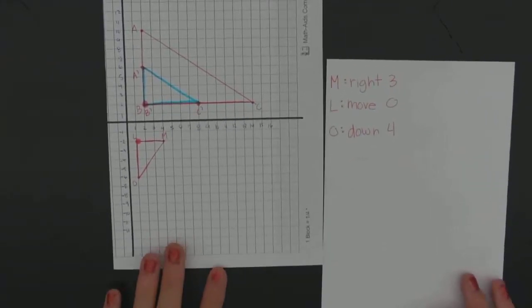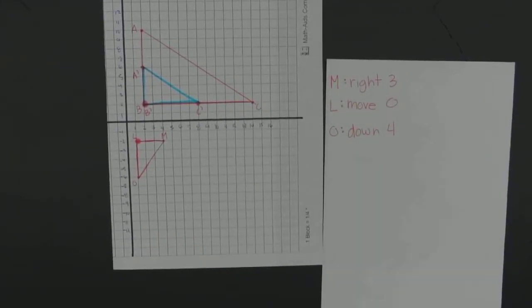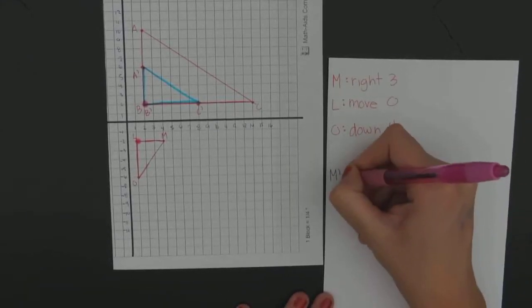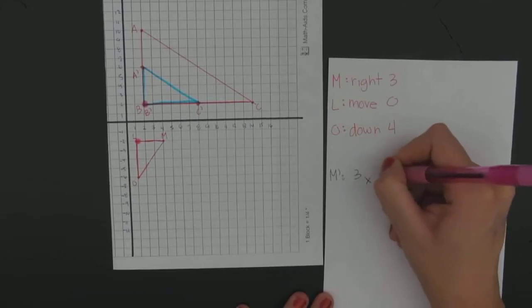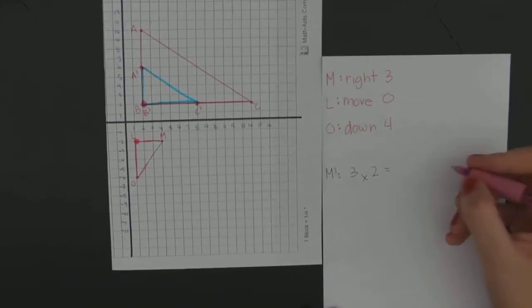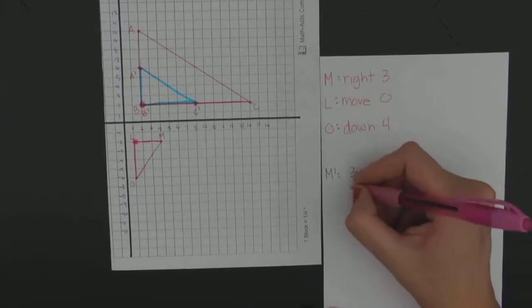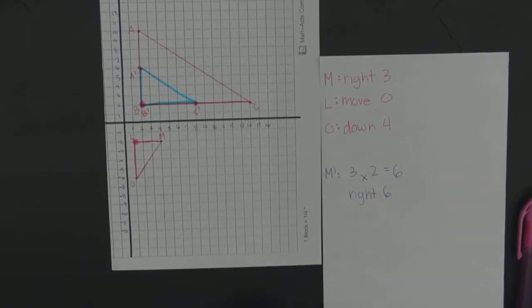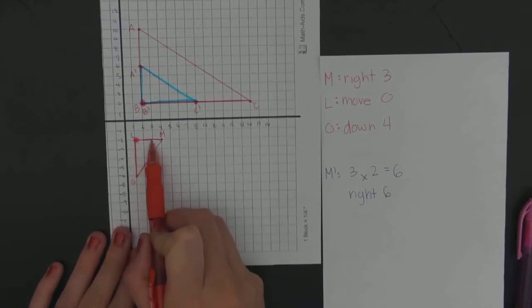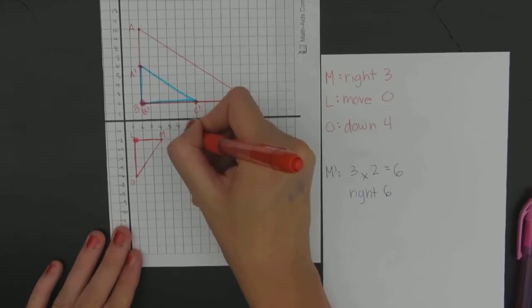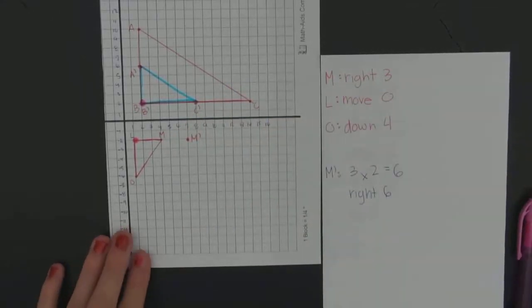All right, so I do the same thing. I multiply the distances by my scale factor. So to find M prime, I'm going to multiply 3 by 2. Right? Wasn't that our scale factor, 2? Wow, that looks really bad, but 3 times 2 is 6, and I keep my direction. So I'm going to go right 6. So from L, I'm going to go right 6. 1, 2, 3, 4, 5, 6. And that is M prime.